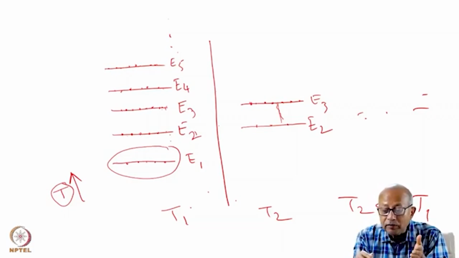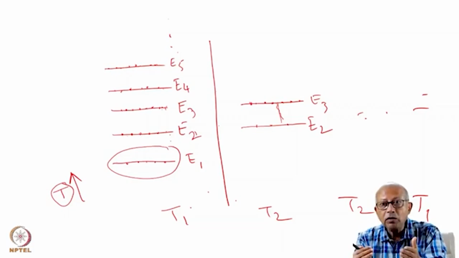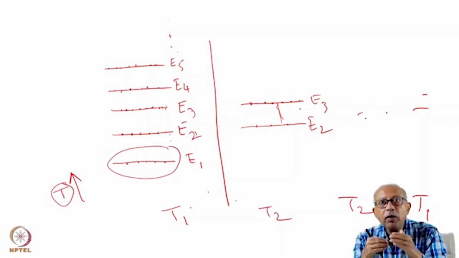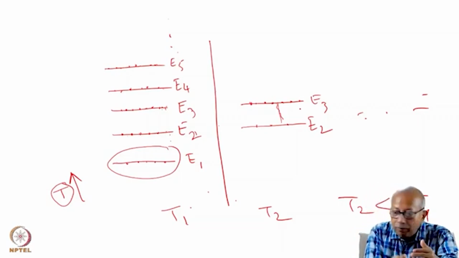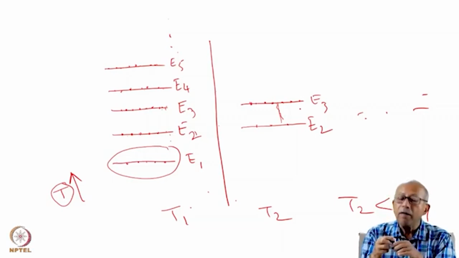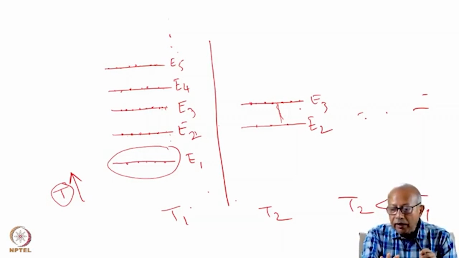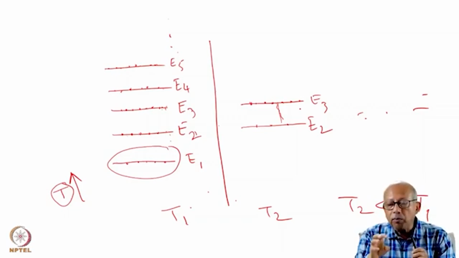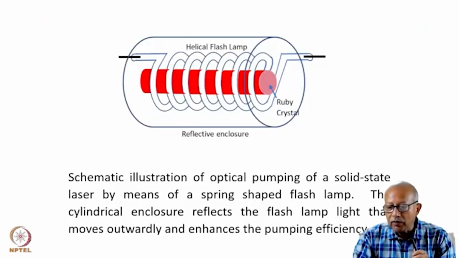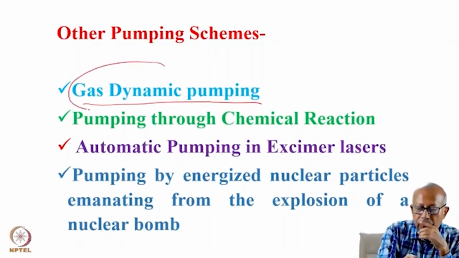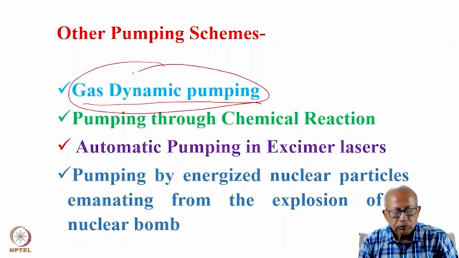But you cannot maintain this inversion for a long time because eventually it will relax. So such lasers can be operated only in pulsed mode, but you can actually extract a huge amount of energy from such lasers. I hope I have made clear the underlying physics of how you achieve population inversion in a gas dynamic way. Such lasers are called gas dynamic lasers, and this method of pumping is called gas dynamic pumping.